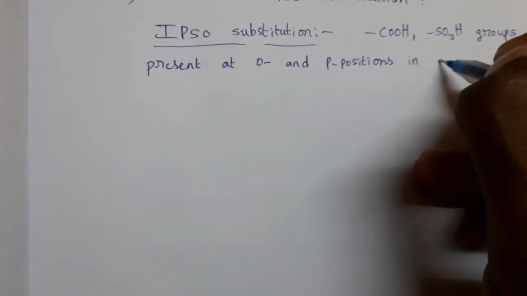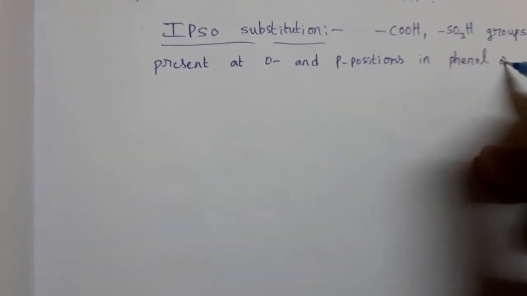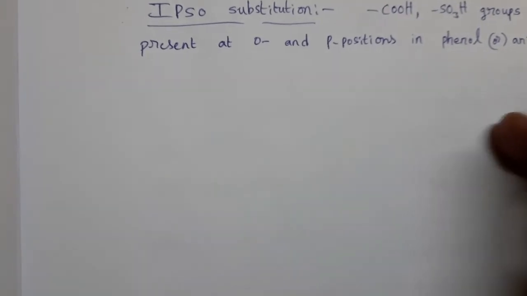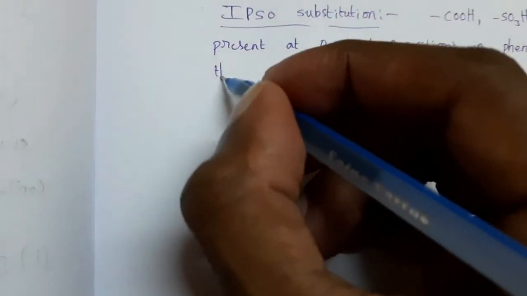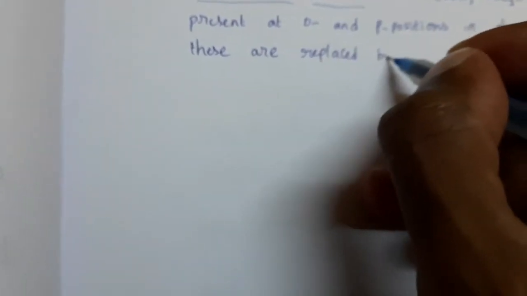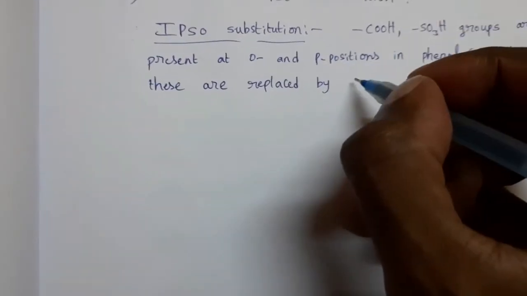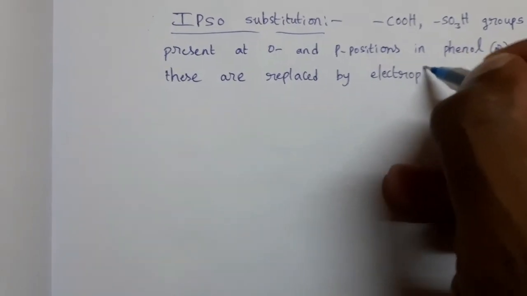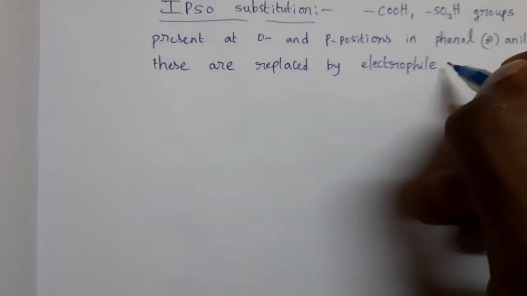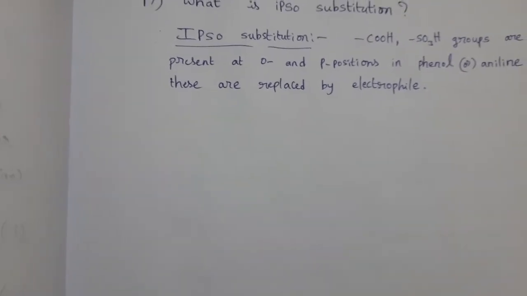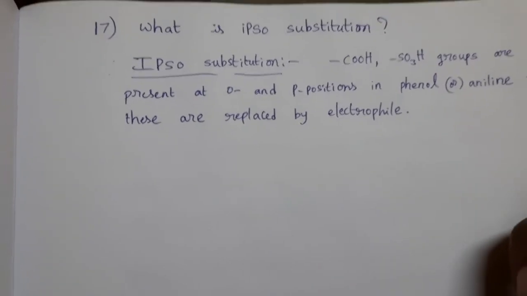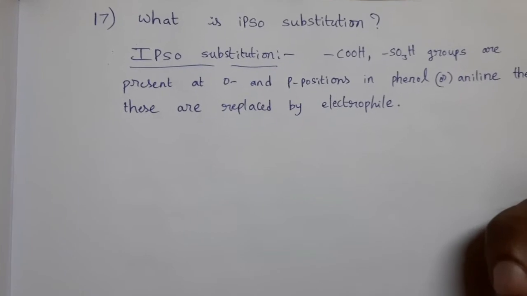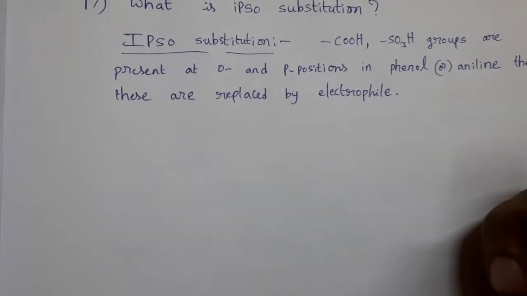in phenol or aniline, then these are replaced by electrophile. This type of reaction is called ipso substitution. You may get a doubt, what is the difference between normal electrophilic substitution reaction and ipso substitution reaction?